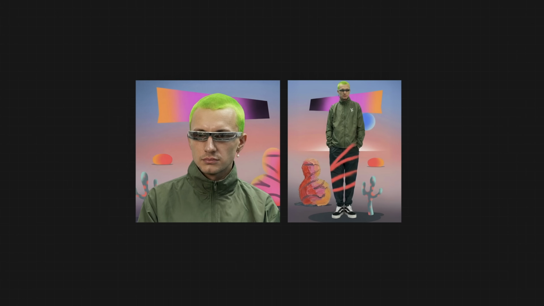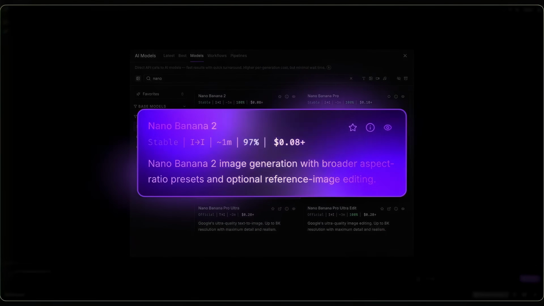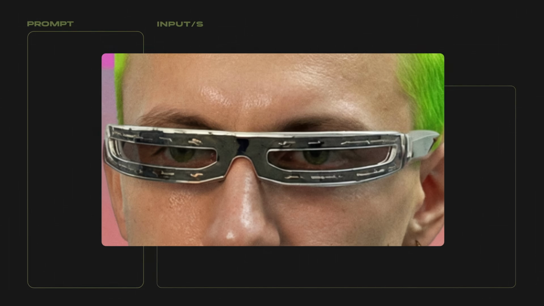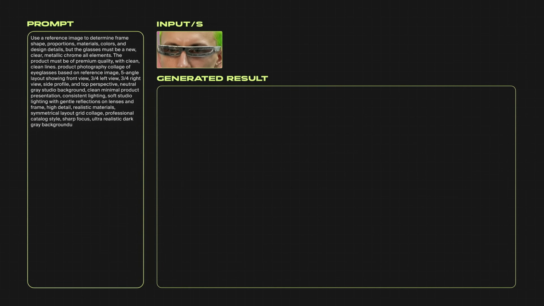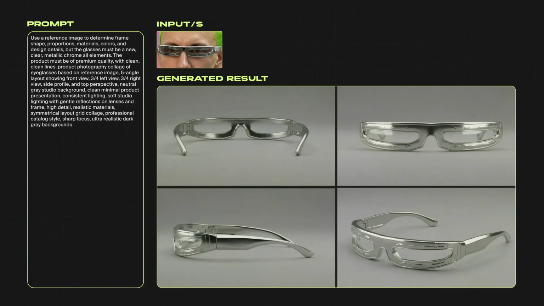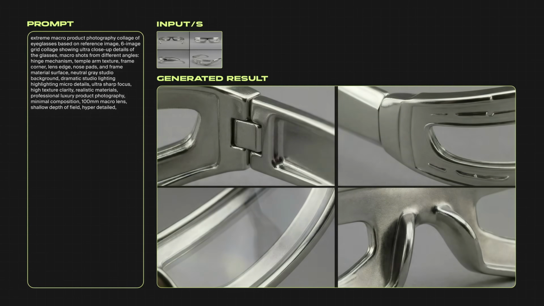Next, I moved on to preparing the assets. Using the character image as a base, I created collages of the glasses from different angles. I did this using Nano Banana Pro, cropped the glasses, and used a prompt like this. After several iterations, I got a result that worked, a general view from multiple angles. Then I used the final image to create close-ups to lock in small details and material texture.